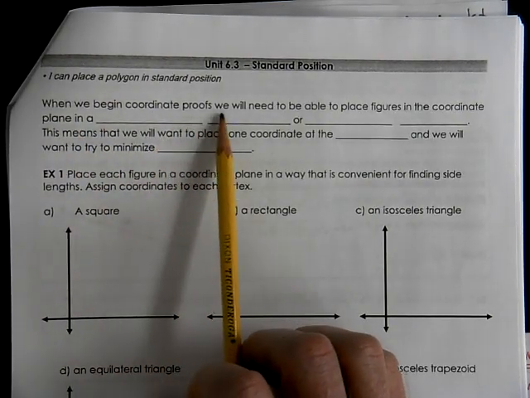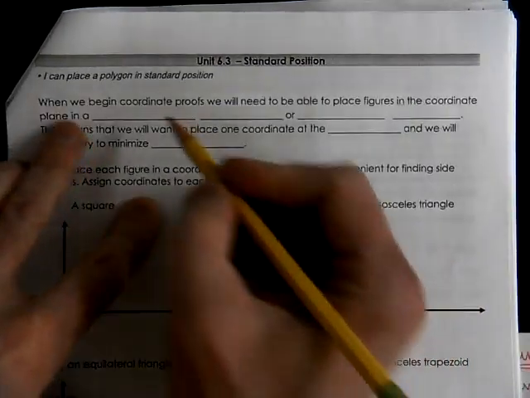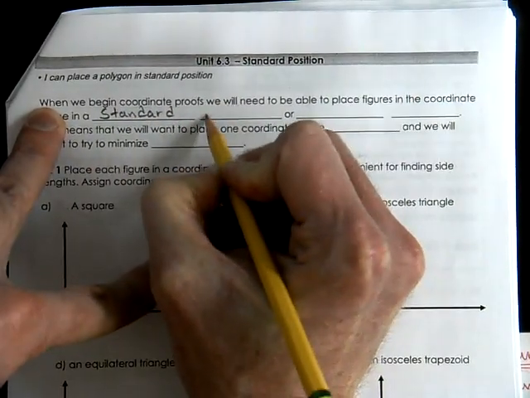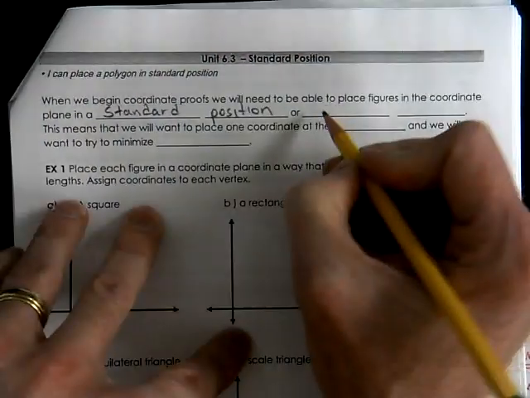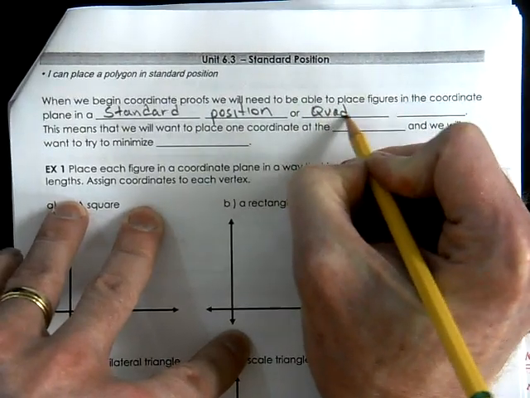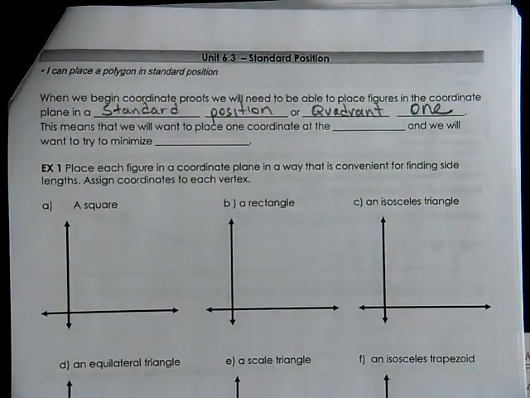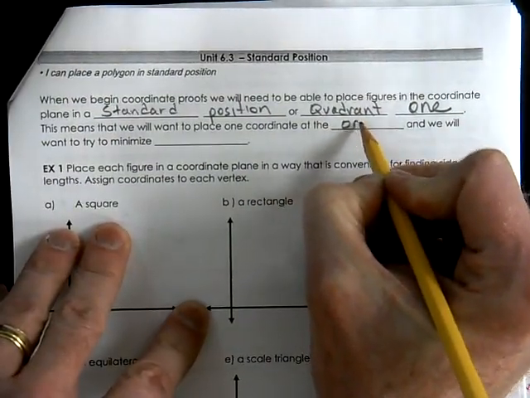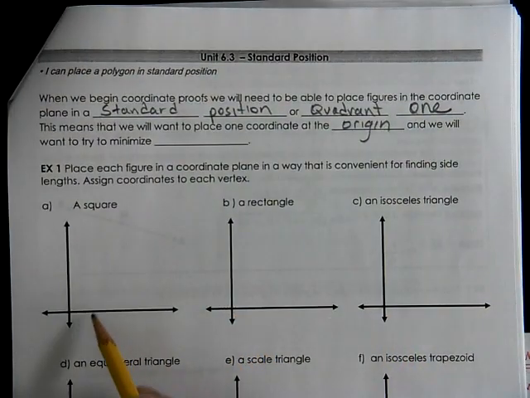When we begin coordinate proofs, we'll need to be able to place a figure in the coordinate plane in a standard position. For the most part, we are in quadrant 1. This means that we want to place one coordinate at the origin. That's a fact. We're always going to have a point at the origin.